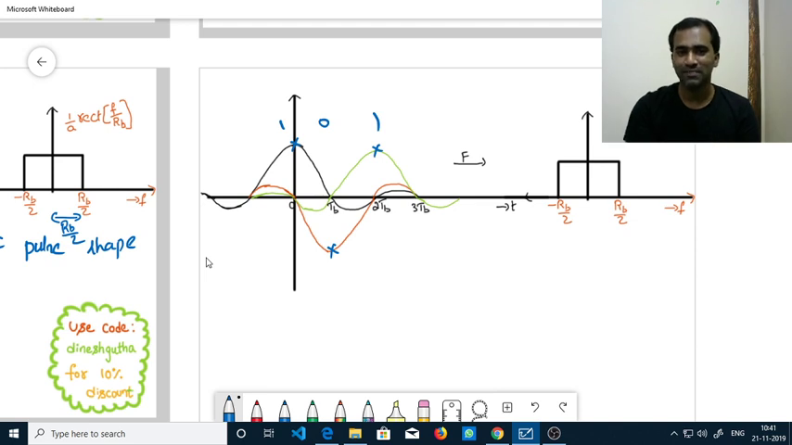What do I mean by this? See this one, this first symbol is interfering with the second symbol. Second symbol is definitely interfering with the first symbol, but it is not interfering at the point where we are going to sample.